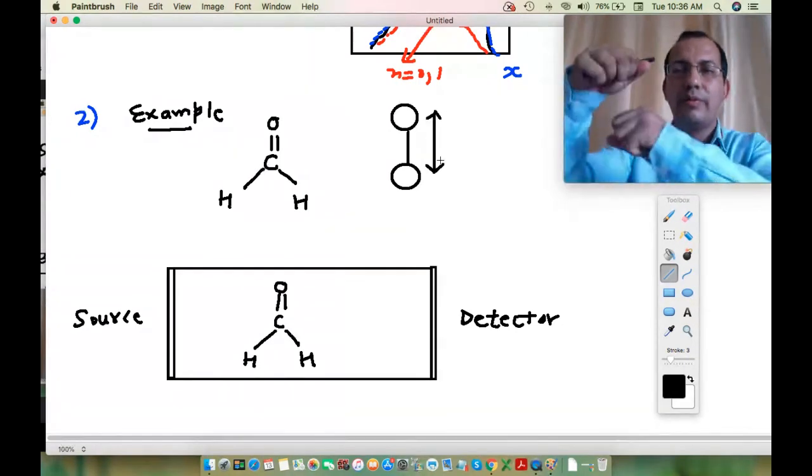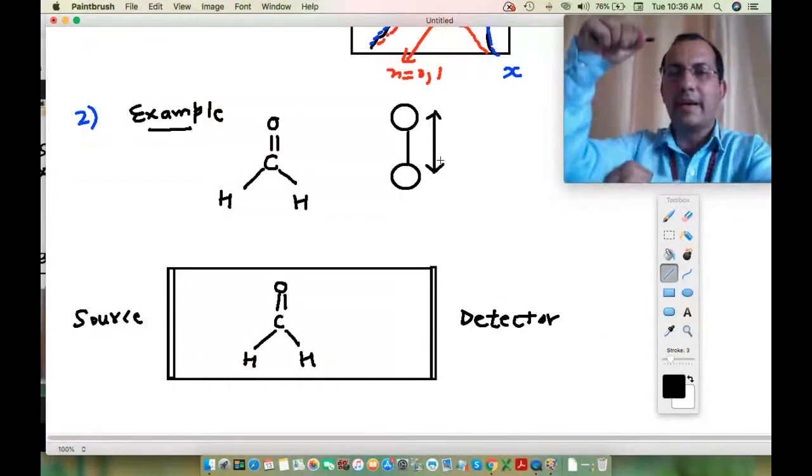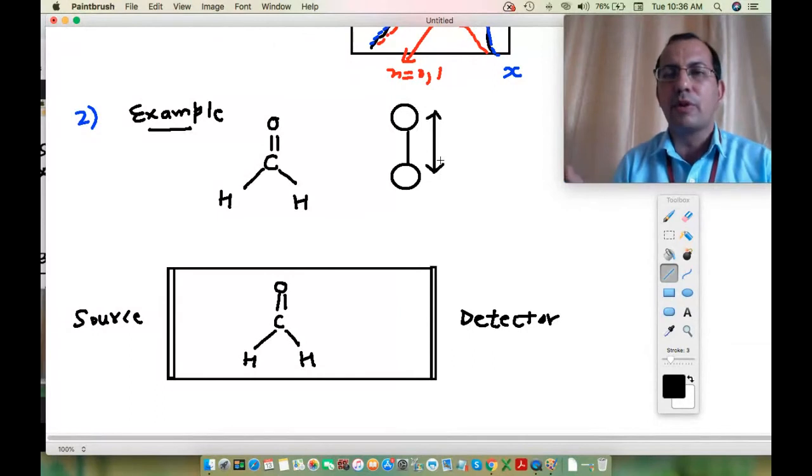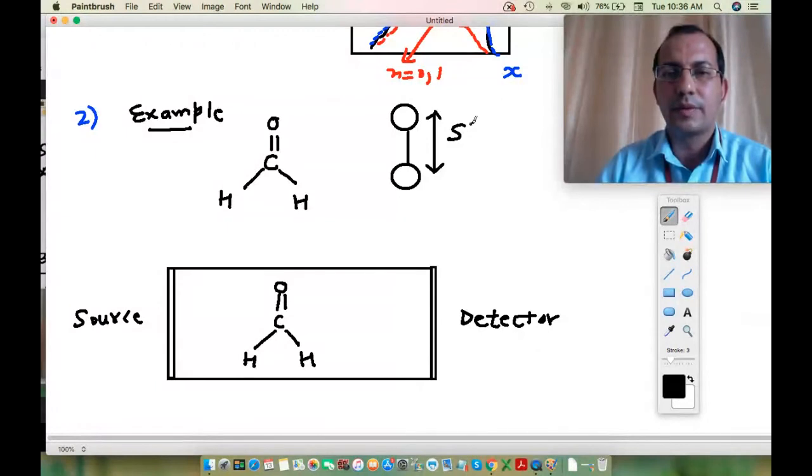So how will it be? You have the two balls and they can come like this. When they absorb energy in this case, the second possibility is that this is called the stretching vibration. Stretching vibrations. And what is the next possibility?